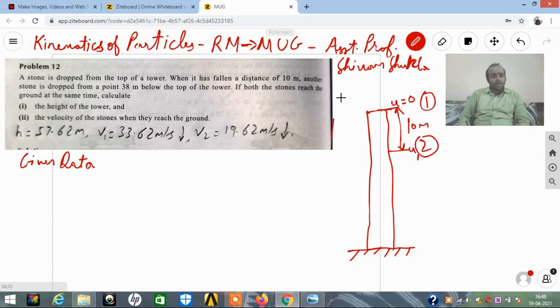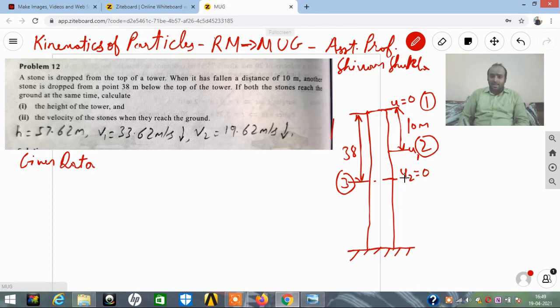Over here the velocity, let me consider it as u1. Then at that time another stone is dropped from a point 38 meters below the top of the tower. At a distance of 38 meters, I will be considering this as position number 3. Another stone is dropped from here, initial velocity u2 is equal to 0. If both these stones reach the ground at the same time, calculate the height of the tower and velocity of the stones when they reach the ground.